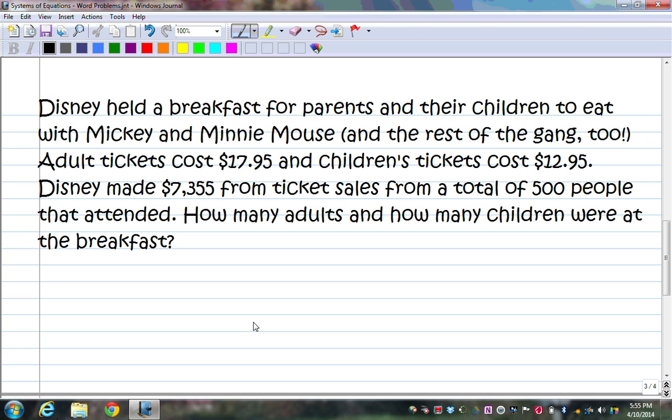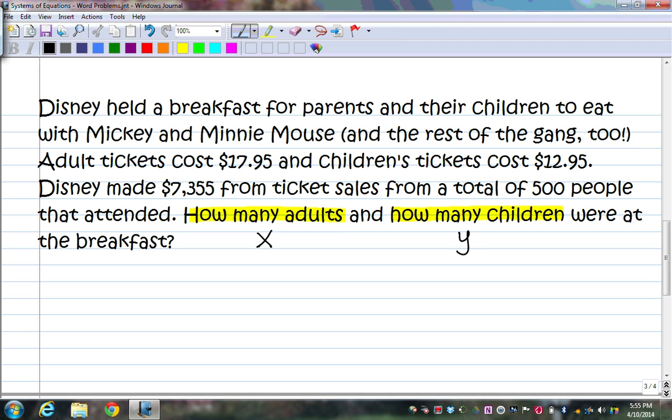Now, if you're like me, when I was a student, I would read through a problem like that, and by the time I got to the end, I didn't even remember what was said in the beginning. So, we need a strategy. Again, go to the last sentence of the problem. How many adults, I'm going to highlight it, how many adults, how many children were at the breakfast? That's what you're solving for. So, adults will be my X, the children will be my Y.